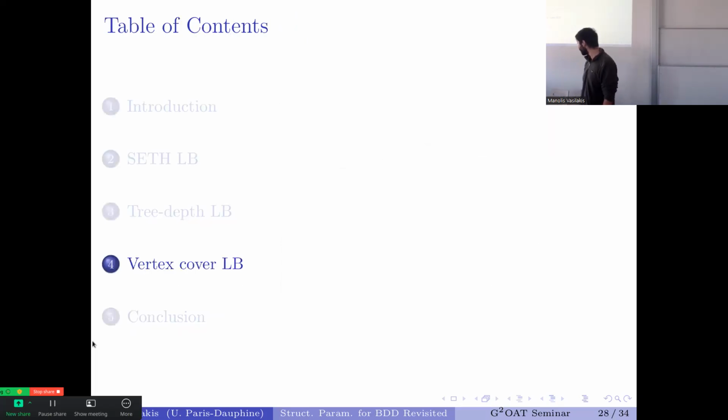Okay, and finally, I will talk about the vertex cover lower bound. Here I will get into slightly less detail.